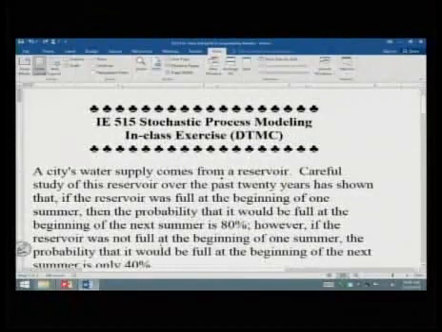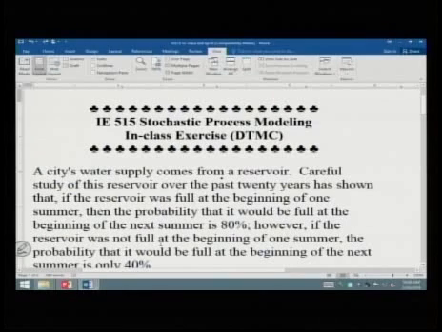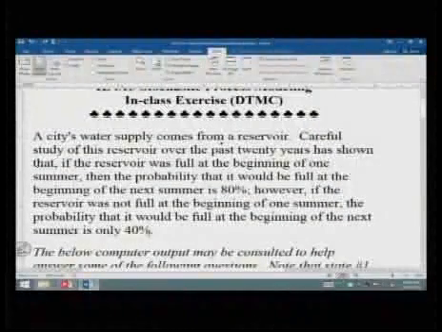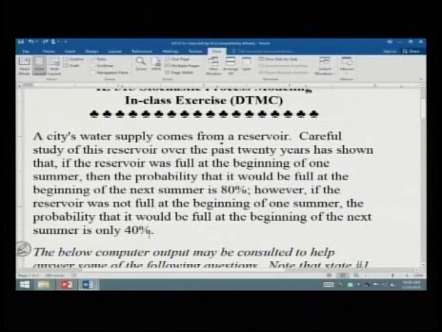Okay, now let's work on it together. So first, let me read through the problem description. The city's water supply comes from a reservoir, and careful study of this reservoir over the past 20 years has shown that if the reservoir was full at the beginning of one summer, then the probability that it would be full at the beginning of the next summer is 80%. However, if the reservoir was not full at the beginning of one summer, the probability that it would be full at the beginning of the next summer is only 40%.